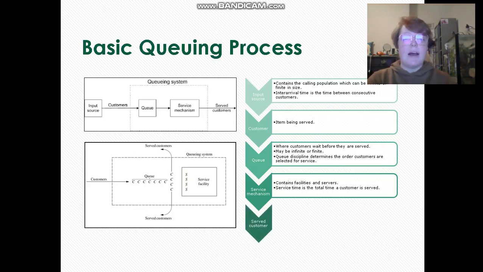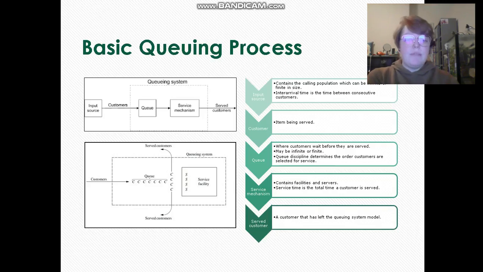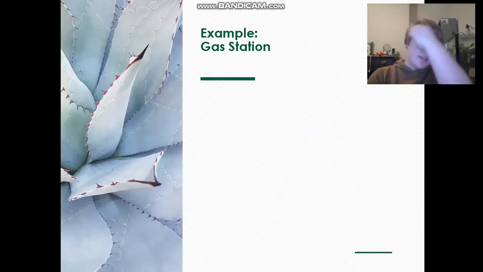And finally, we have the served customer, who is discharged from the service mechanism, and they're going to leave the system, and we're not going to account for them anymore in our model. All right, so we're going to walk through an example real fast, and it's going to be a gas station.